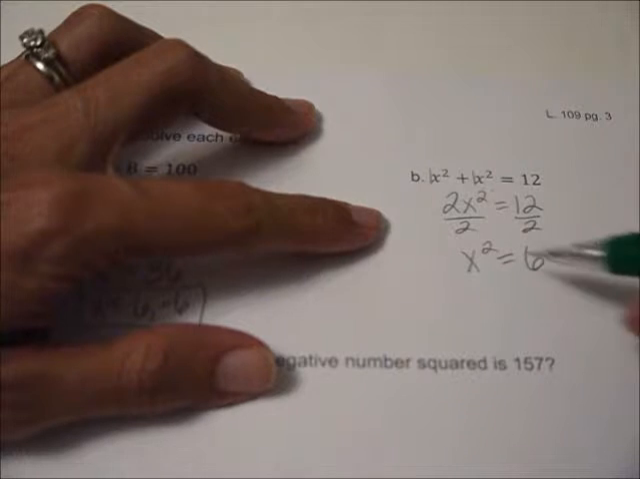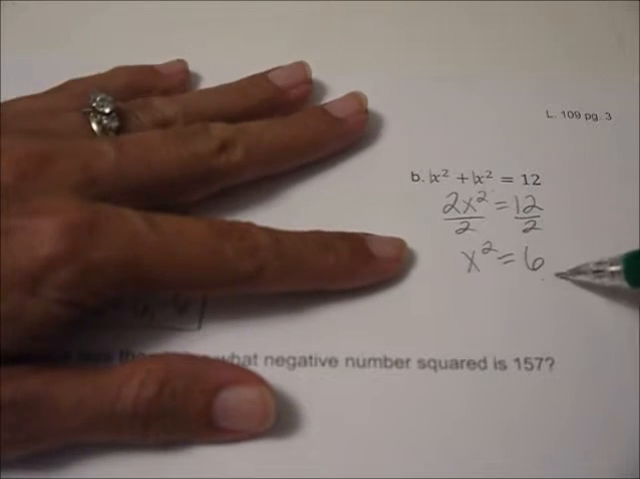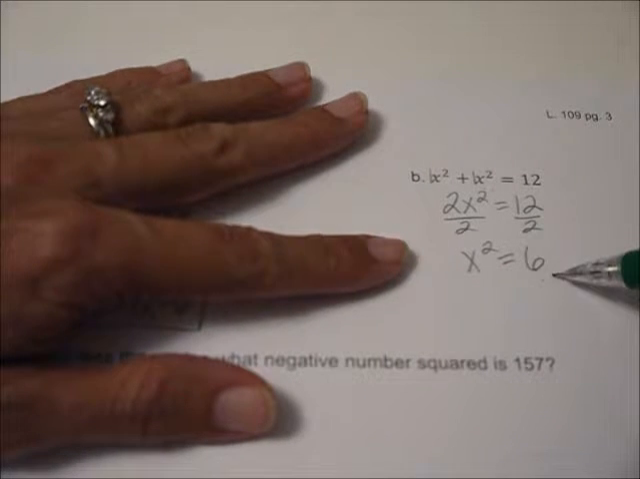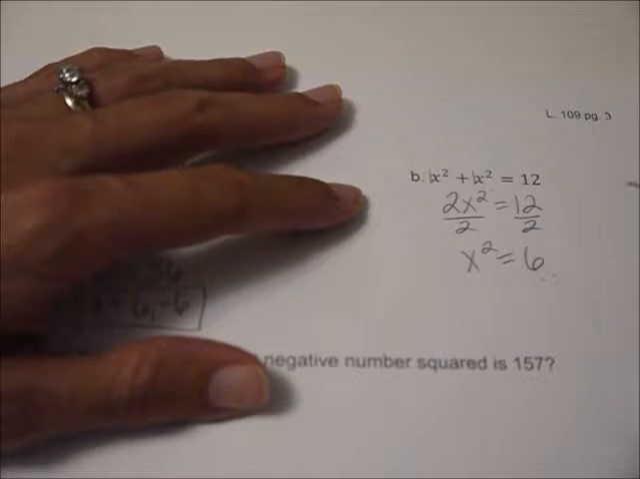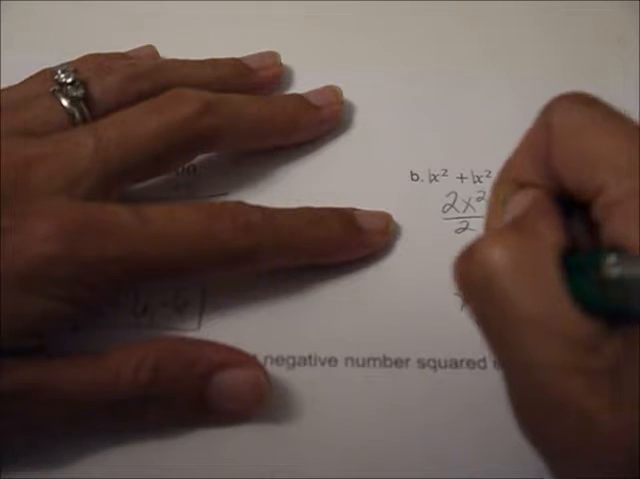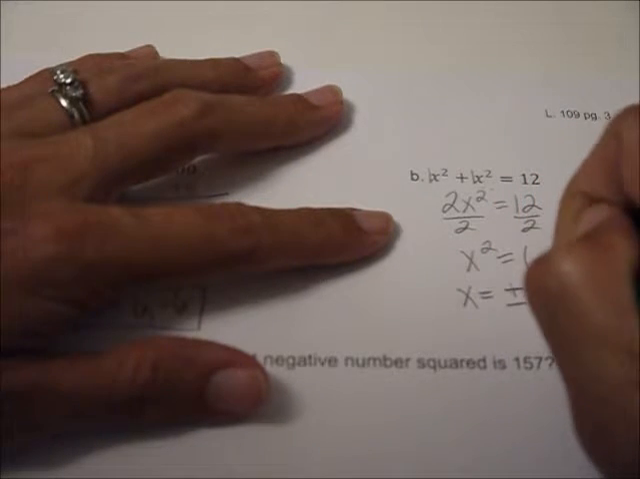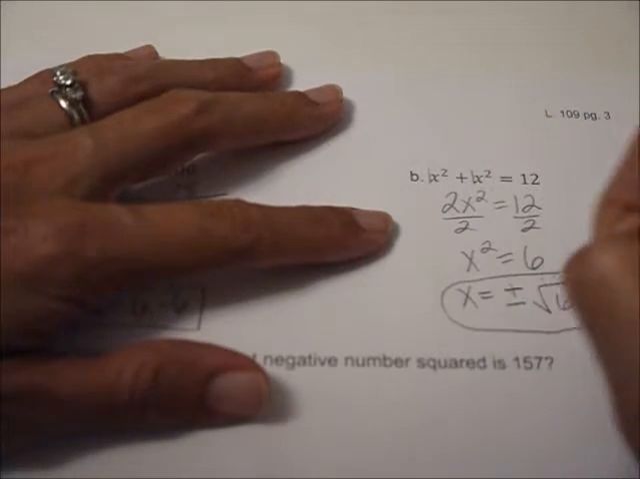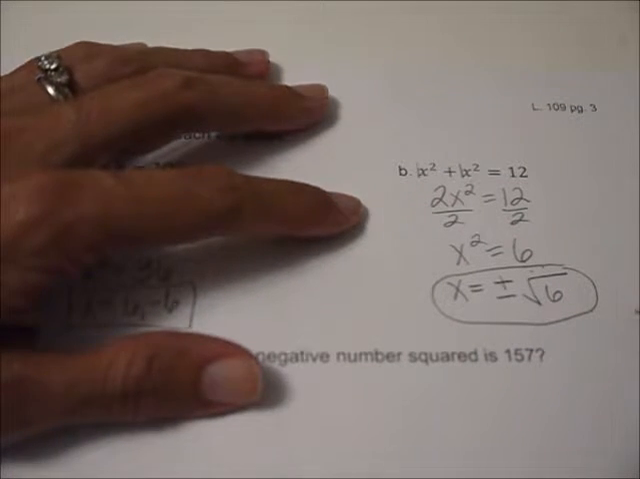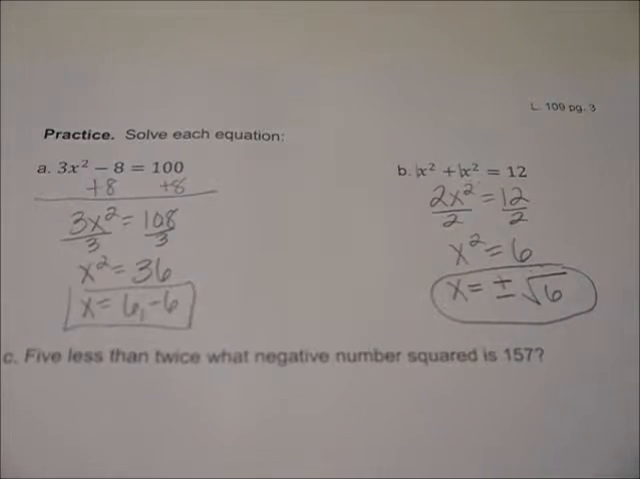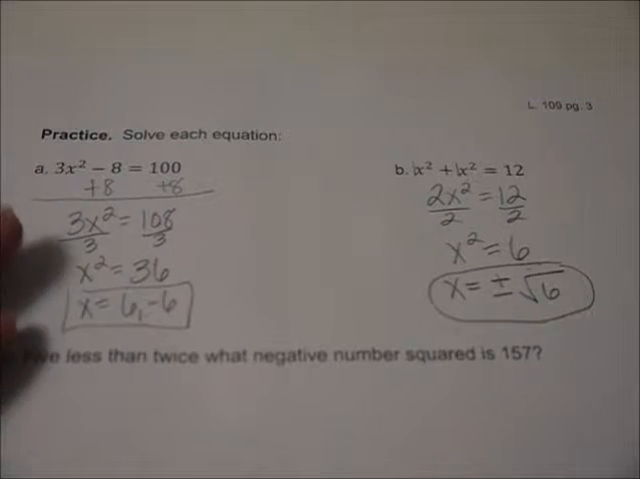Okay, and 6 is not a perfect square, so we can't just take the square root of 6, right? We could, but we'd end up having to round. So we're going to say x equals plus or minus the square root of 6. Okay, or you could have said square root of 6 comma negative square root of 6, which is what the book has in the solution manual.